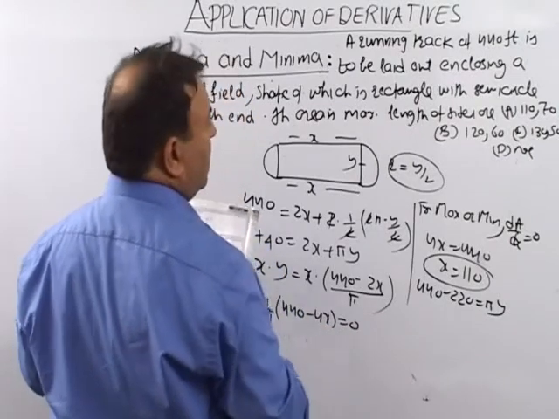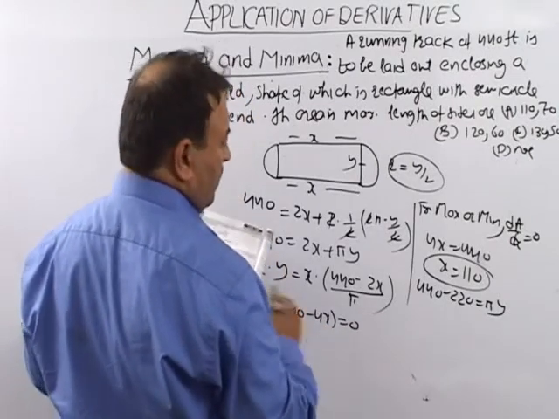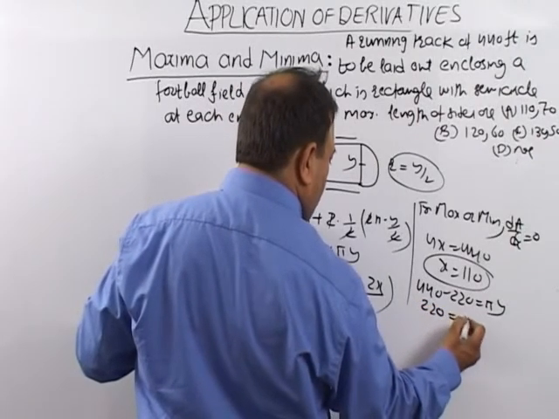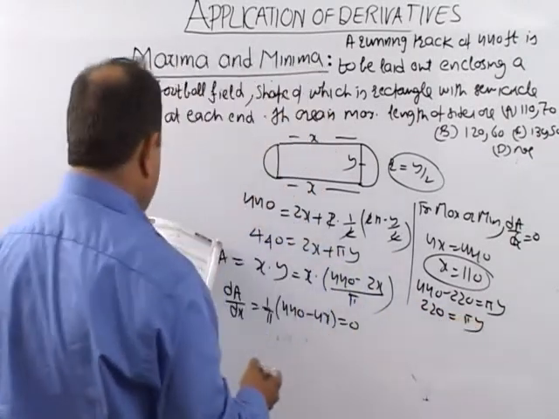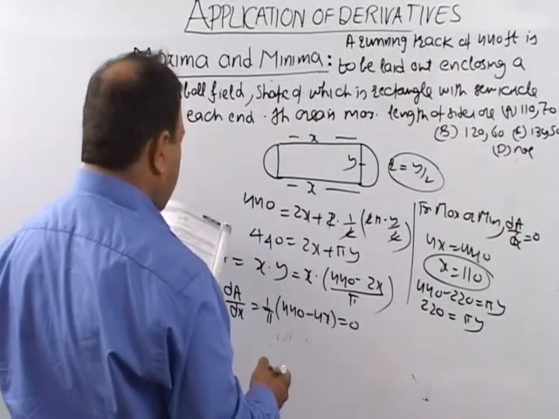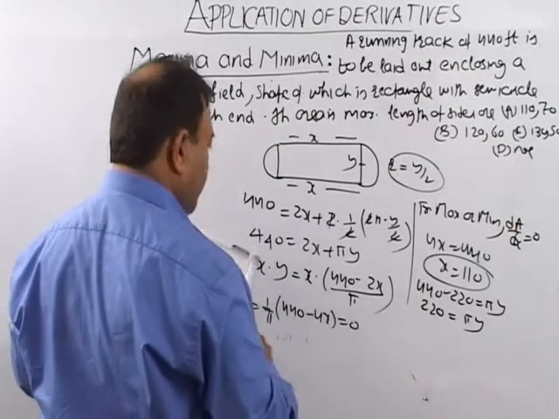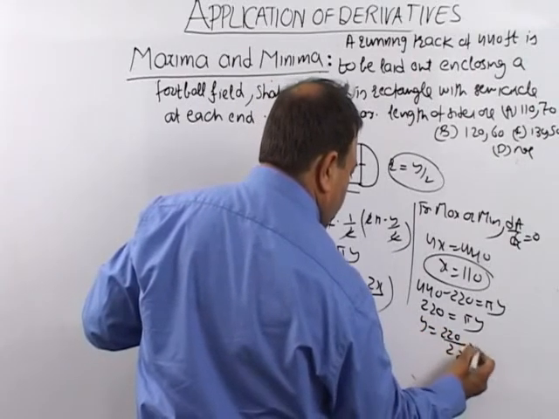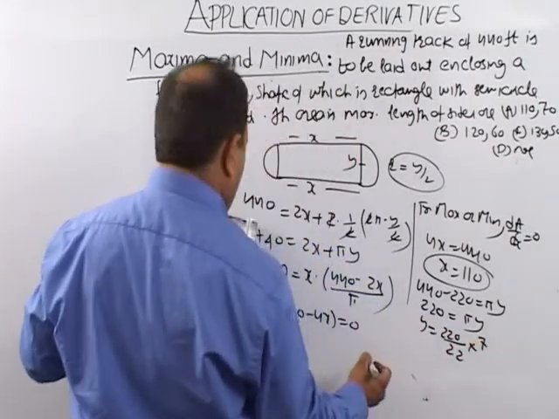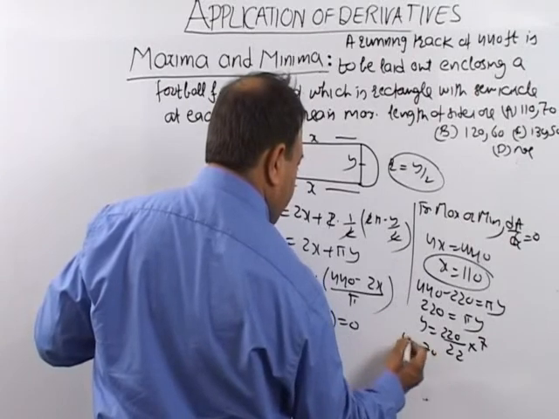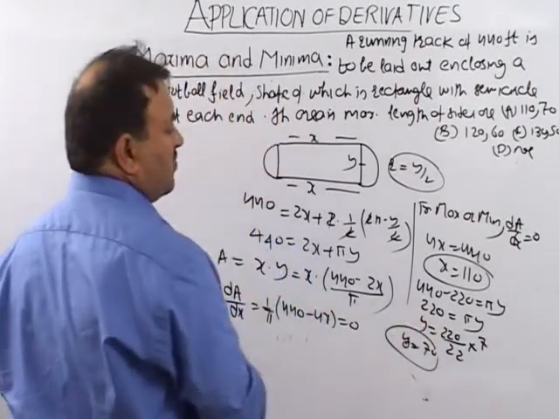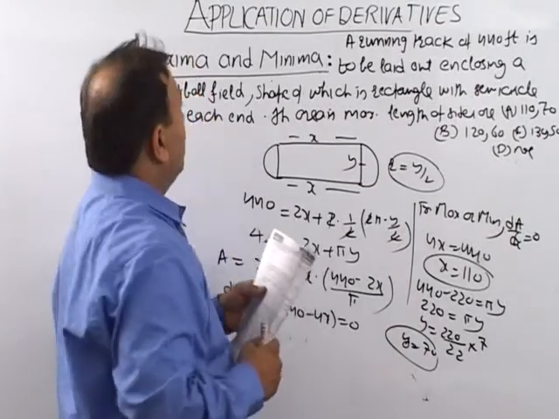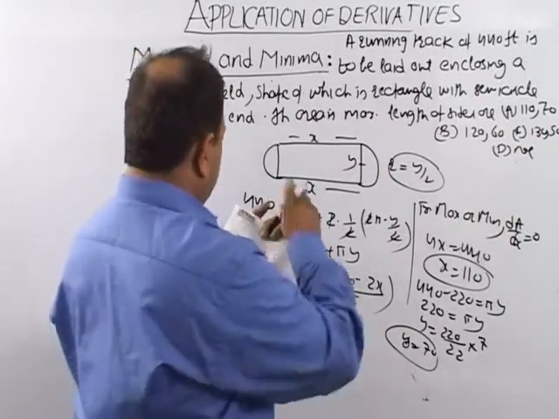We have to get y also. It is 220 is equal to pi y. Putting in the value of pi, y is equal to 220 upon (22 by 7), so y comes out to be 70. So the answer is x is 110 and y is 70. So this is question number 35.